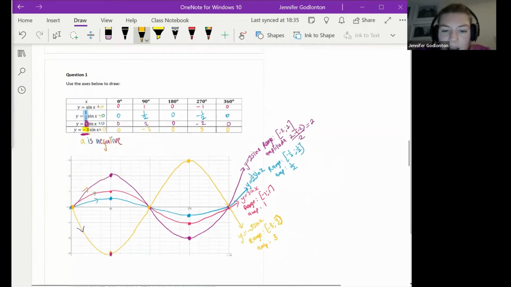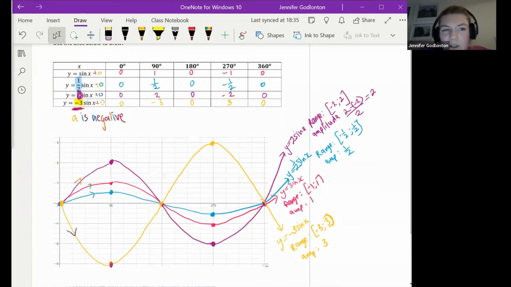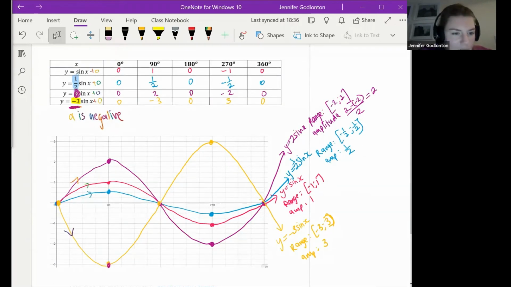Okay. Hey, screenshot time. If you want to take a screenshot, this is your moment. I also want to show you how you can do this on your calculator.